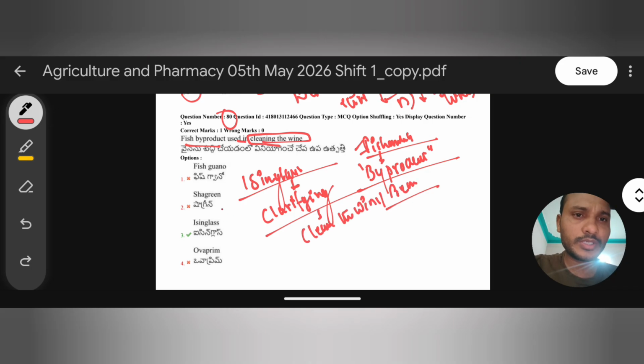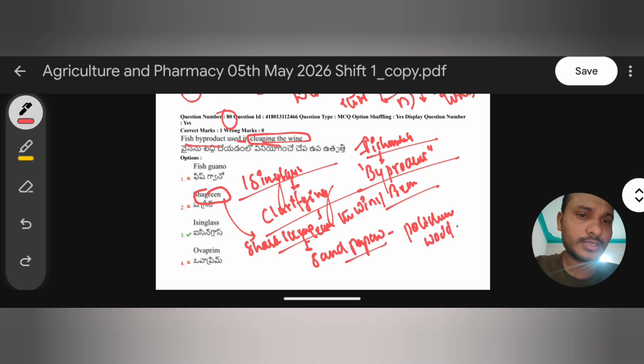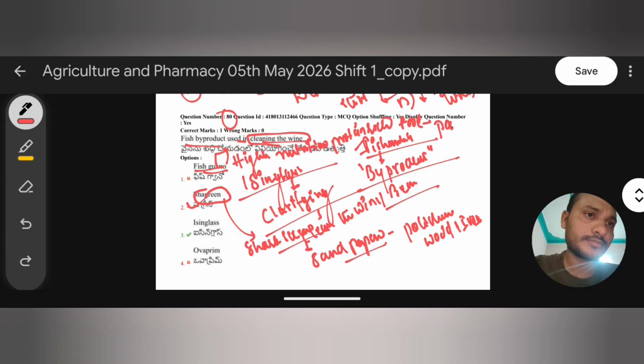And one more important fish byproduct is shark green. Shark green is obtained from shark fish skin, and is used as a sand for polishing wood and ivory. And one more important one is fish guano. This fish guano is used as highly nutritious food. Fish guano is a highly protein-rich food for poultry only.